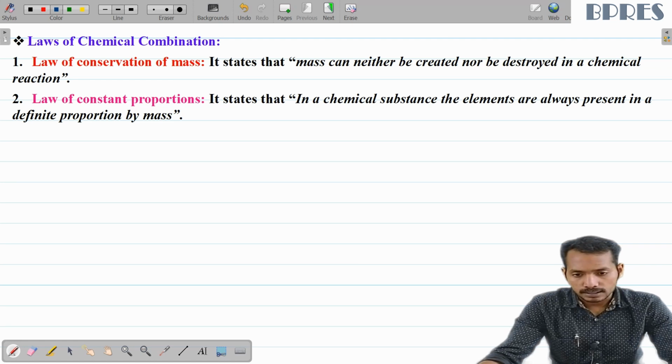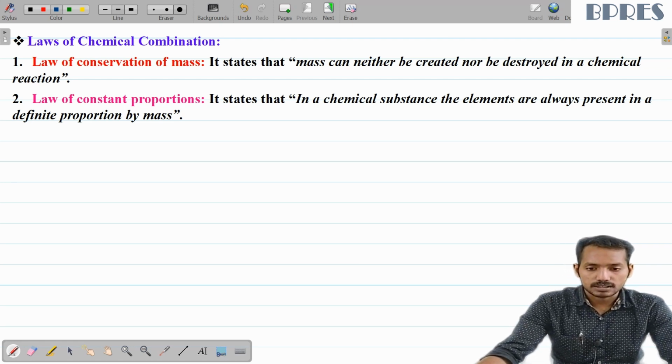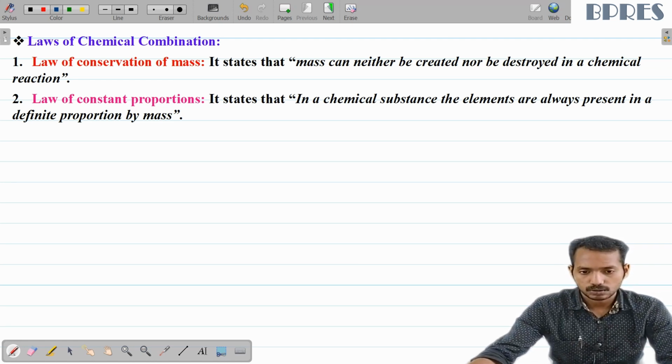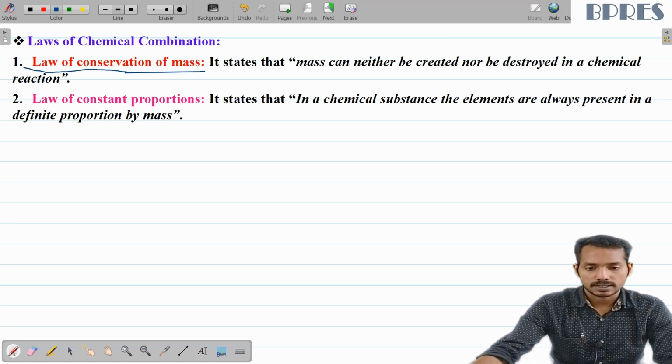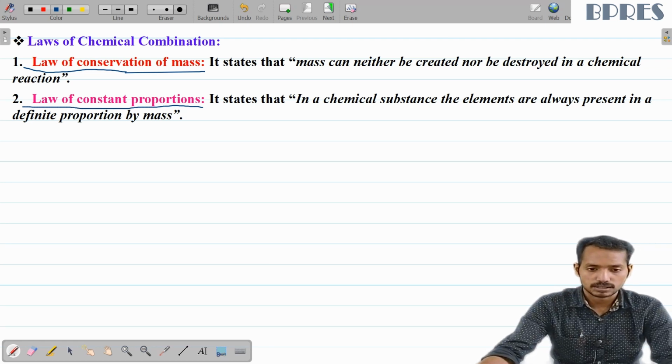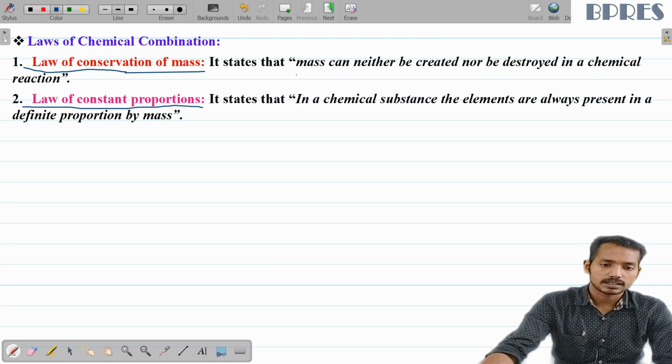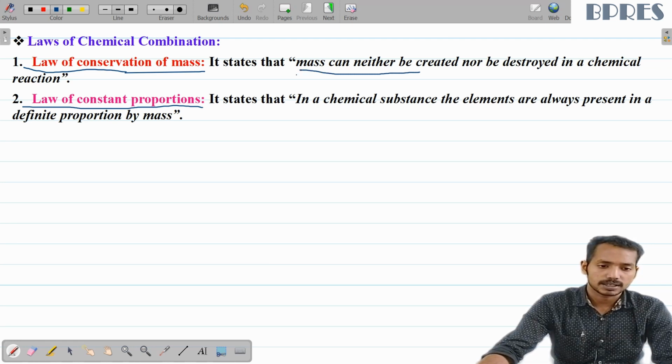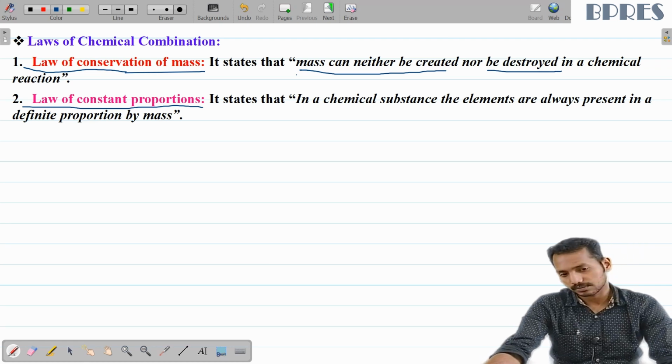There are two laws under this topic. The first one is the law of conservation of mass, and the second one is the law of constant proportion. So first let's discuss what is the law of conservation of mass. It states that mass can neither be created nor be destroyed in a chemical reaction.